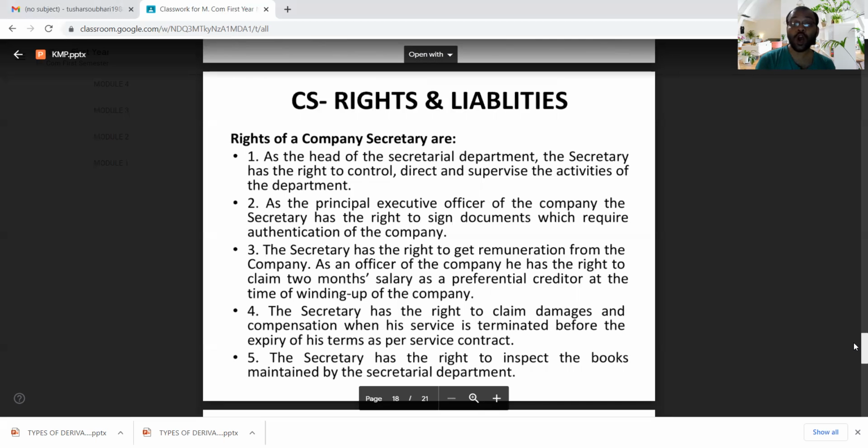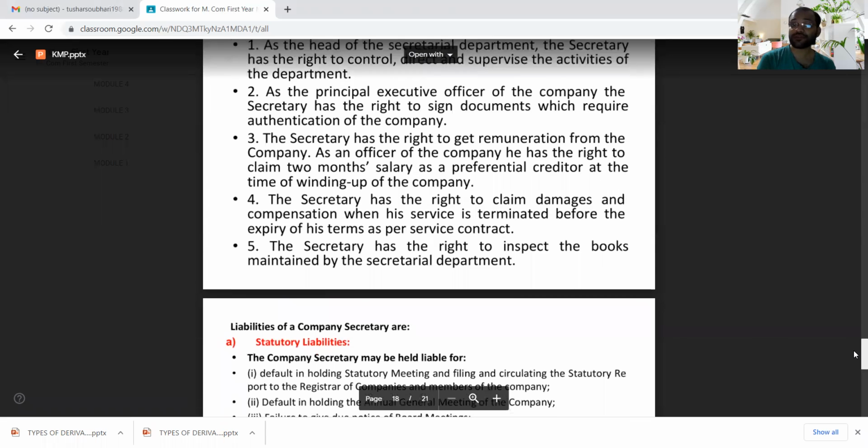As an officer of the company, he or she has a right to claim 2 months' salary as a preferential creditor at the time of winding up of the company. The secretary has a right to claim the damages and compensation when service is terminated before the expiry of his or her term as per the service contract. The secretary has the right to inspect the books maintained by the secretarial department at any time as and when he requires to.